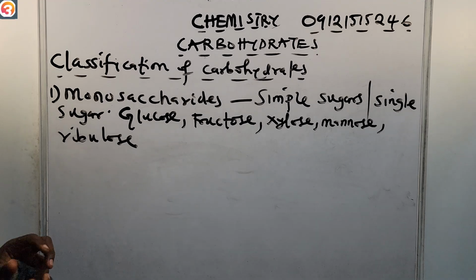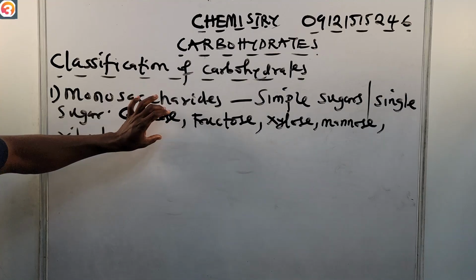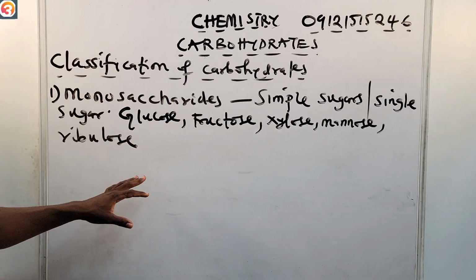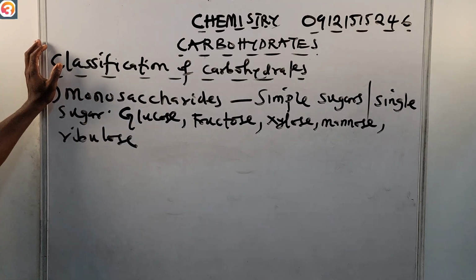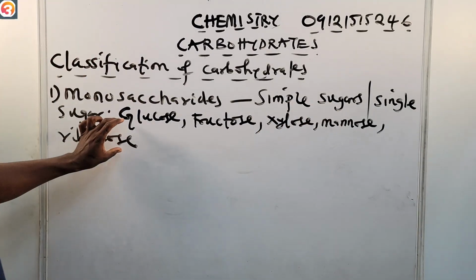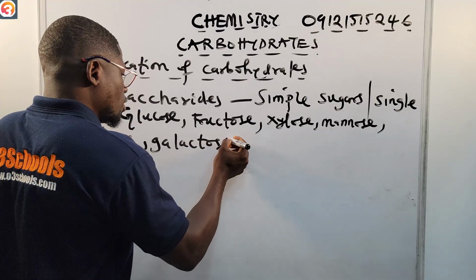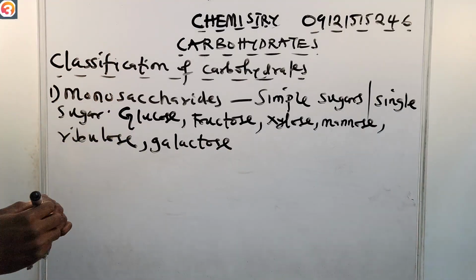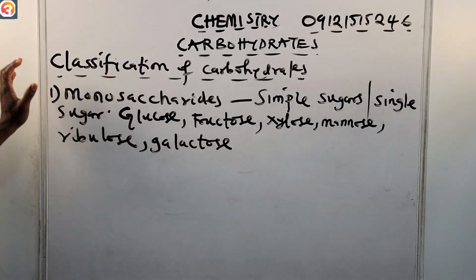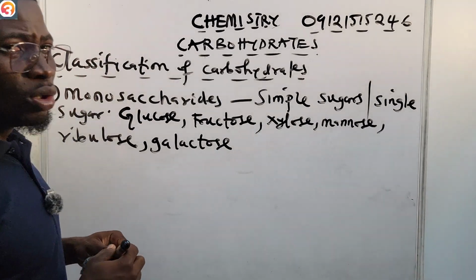These are all examples of simple sugars or monosaccharides. Glucose and fructose are in fact the most popular examples of simple sugars that we have. We have glucose, fructose, xylose, mannose, ribulose, and we even have galactose. These are all examples of simple sugars. They are the simplest sugars that you will encounter.